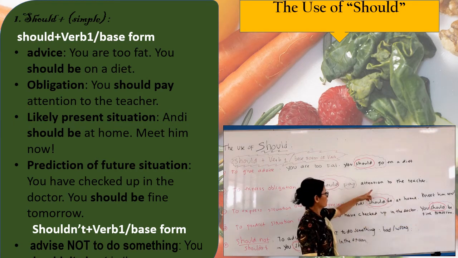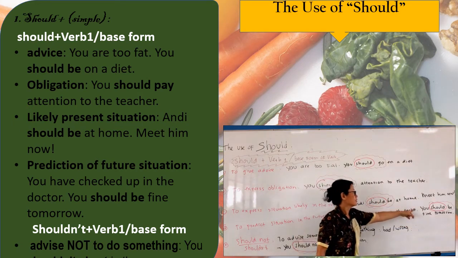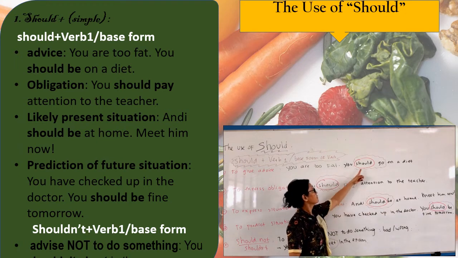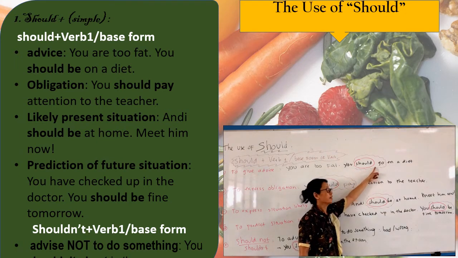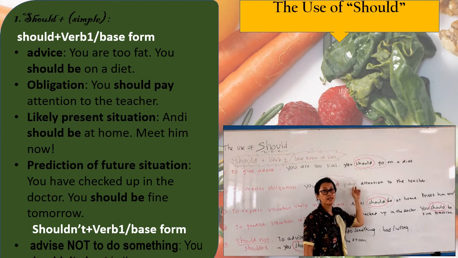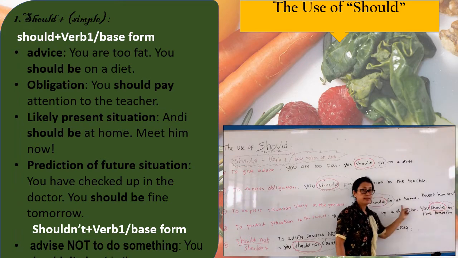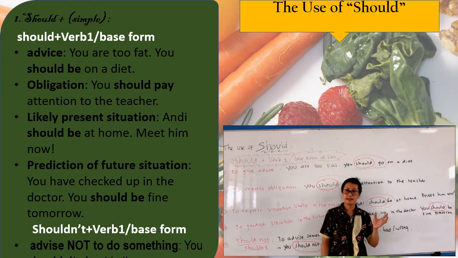Now look at this one. Here I use should be. Here should pay, should go. Look at the difference. Here go and pay is verb 1. But look at this one. Why must we use be? We call that base form, kata kerja dasar.